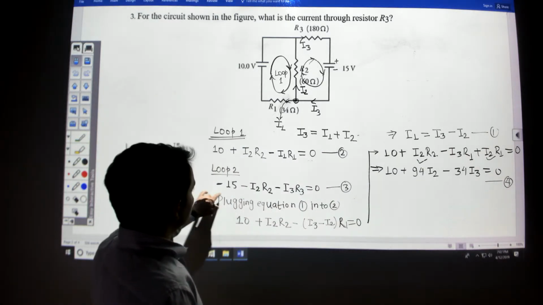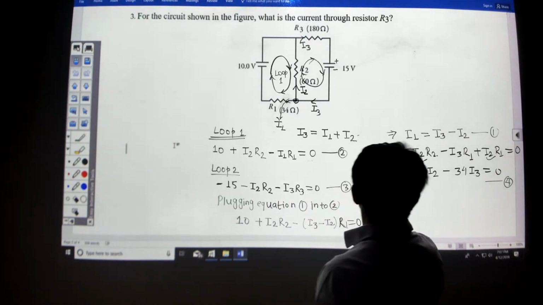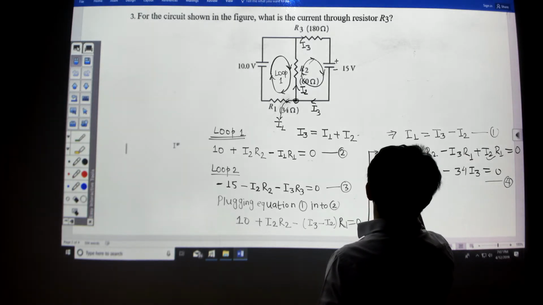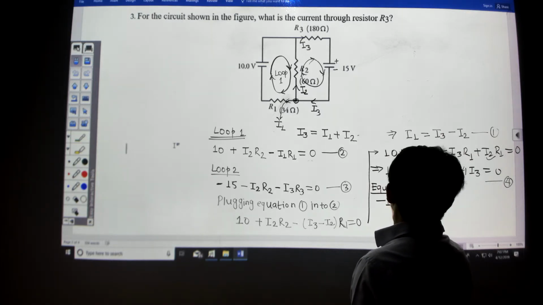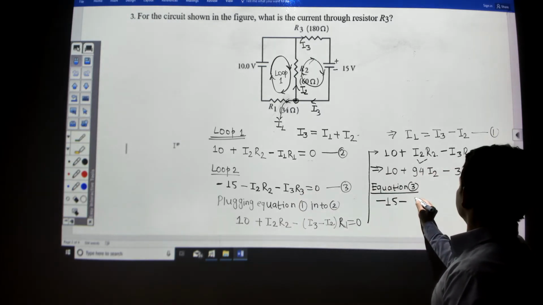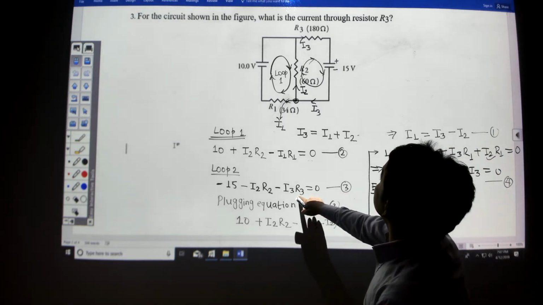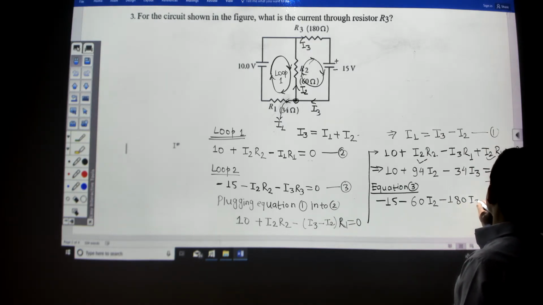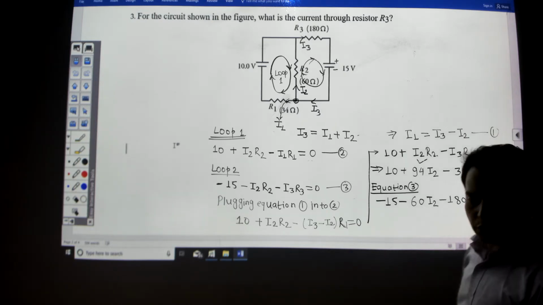Now let's plug in all the values into equation 3. I should have plugged in here, but it doesn't make a difference. So just plug in all the values here. Minus R2. What is the value of R2? 60. 60 times I2. What is the value of R3? 180. 180 times I3, this is equal to 0. This is equation 5. Now you have two equations.